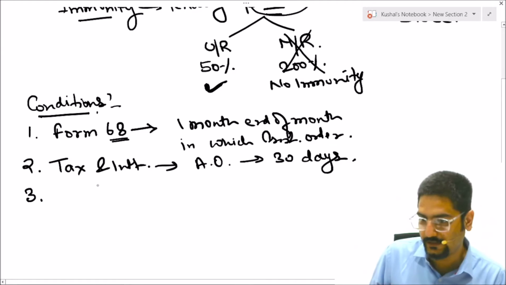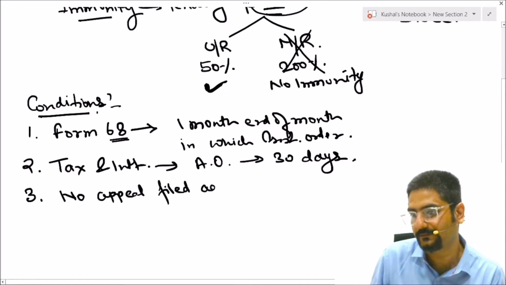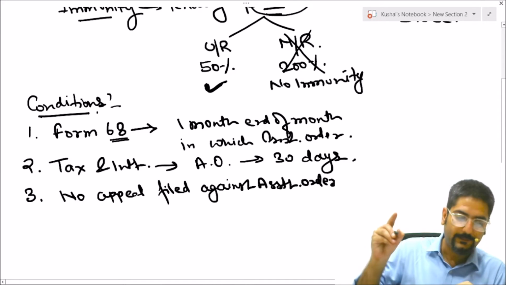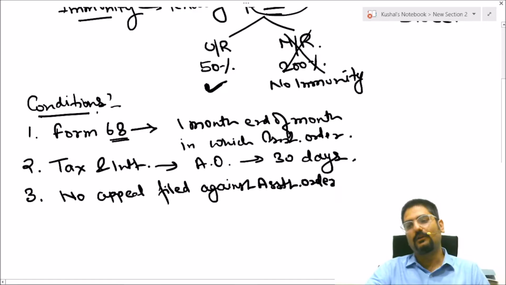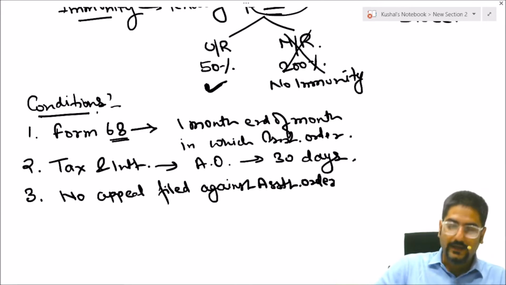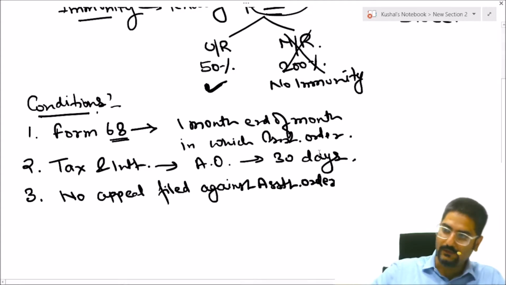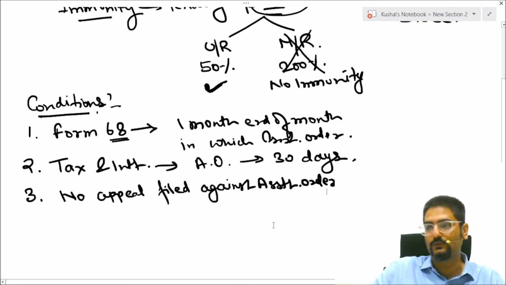Third condition is that no appeal should be filed against the assessment order. No appeal filed against the assessment order means you have to give away your right or your remedy for filing of the appeal against the assessment order, means you are not allowed to raise any dispute.